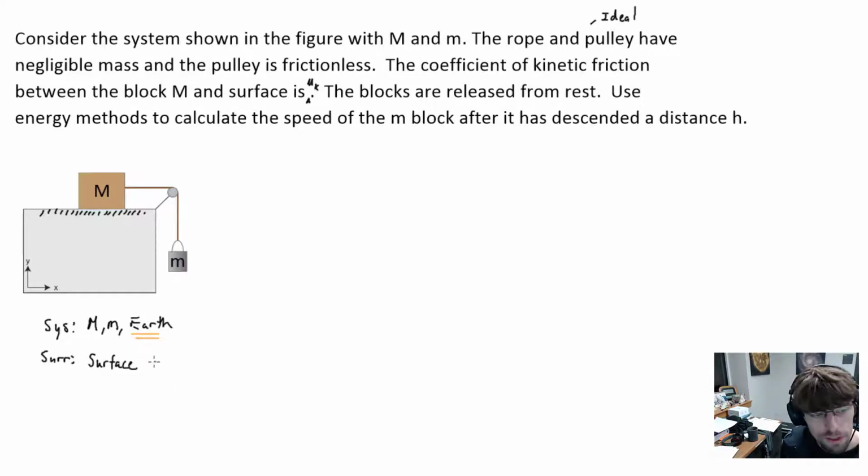And the idea is mainly due to the fact that the frictional force will cause an increase in thermal energy of the system, and we haven't talked about that yet. So I think the best idea is to put the surface into the surroundings because then we know how to deal with its interaction with the system. Okay. So the initial state, we'll say just released. And we'll put the final state as fallen distance h.